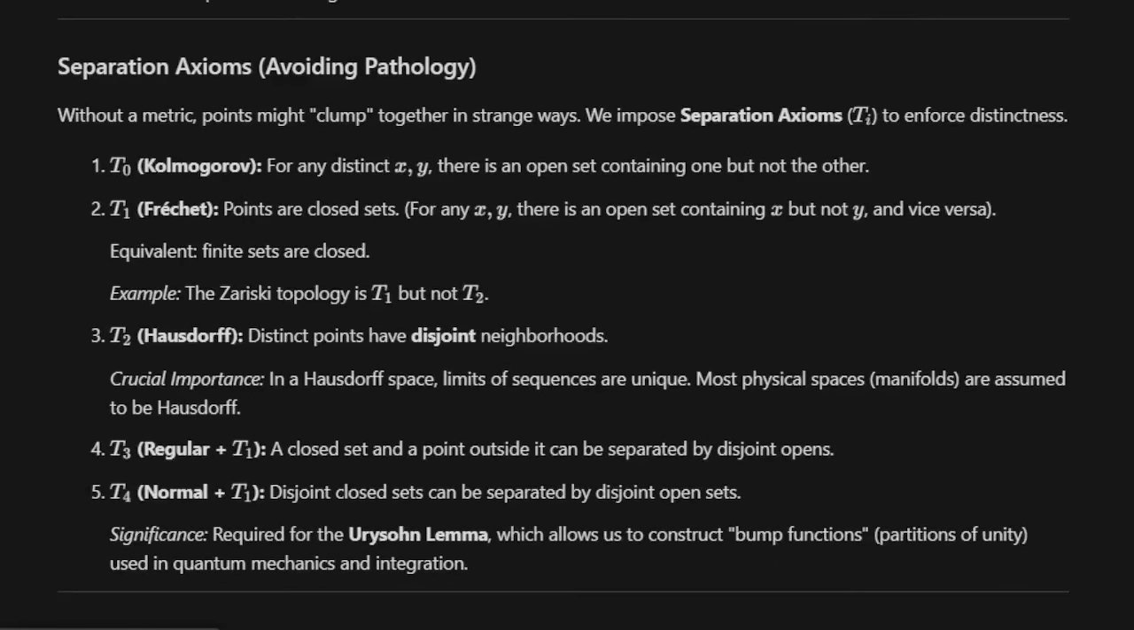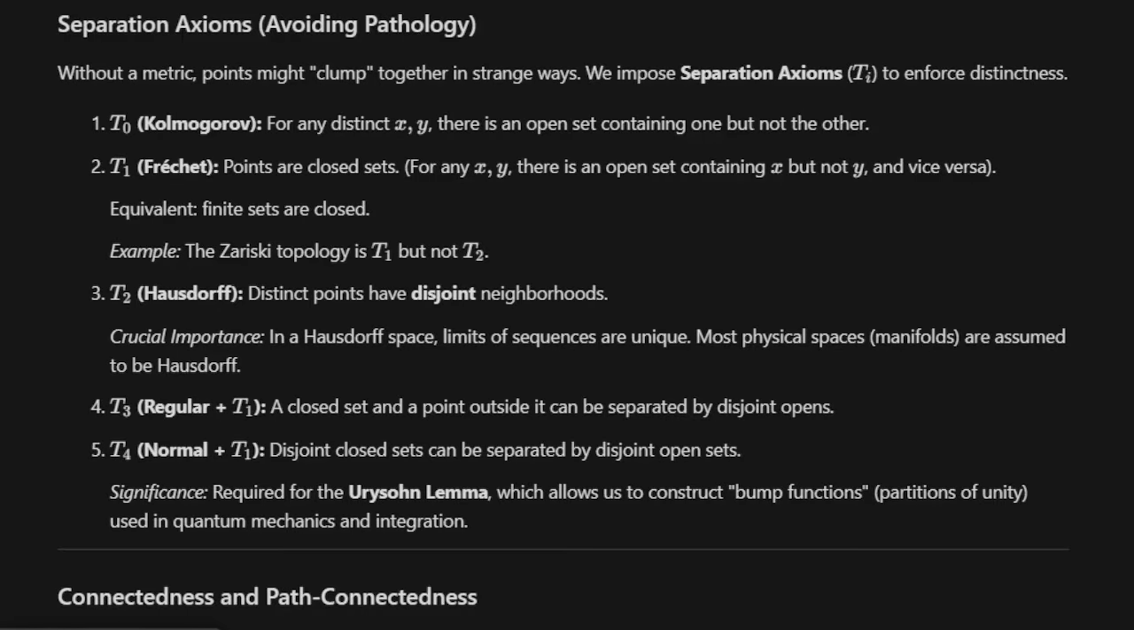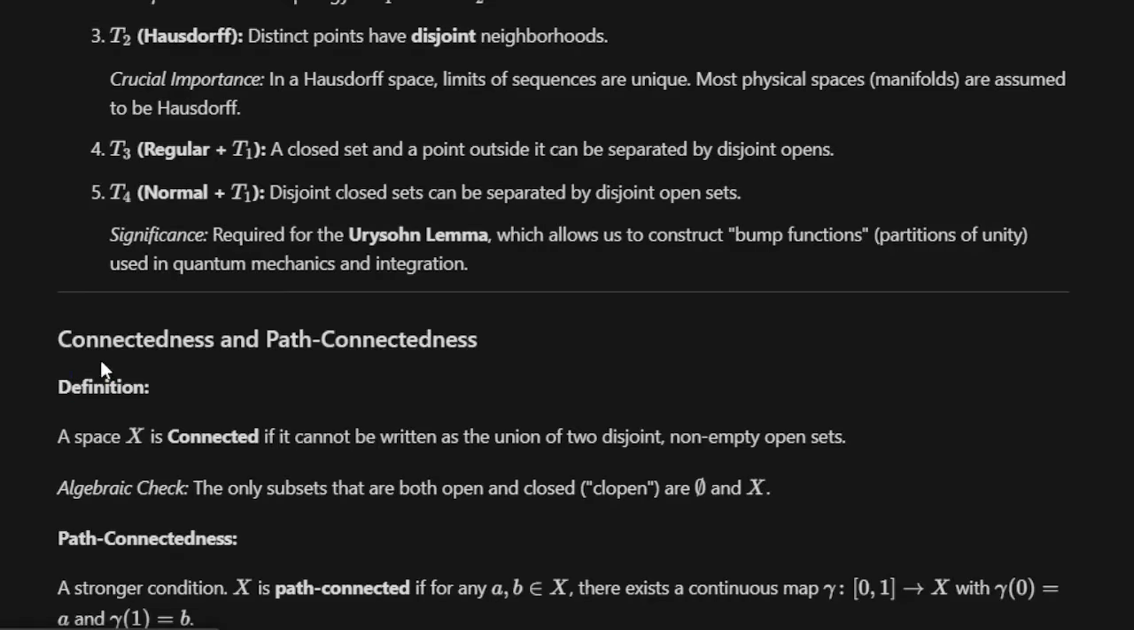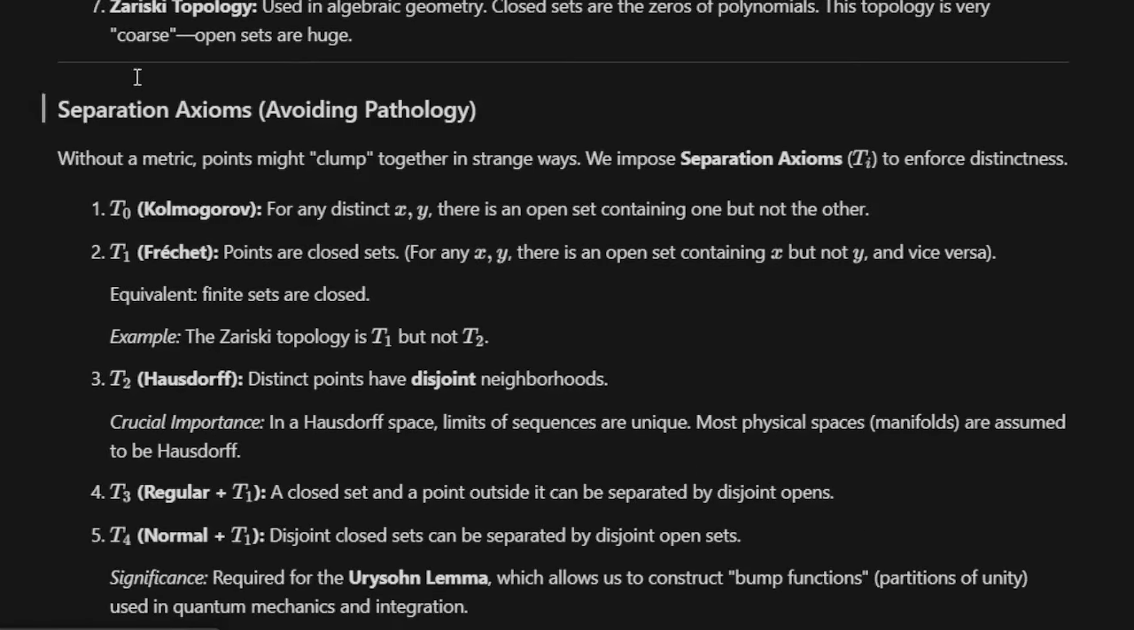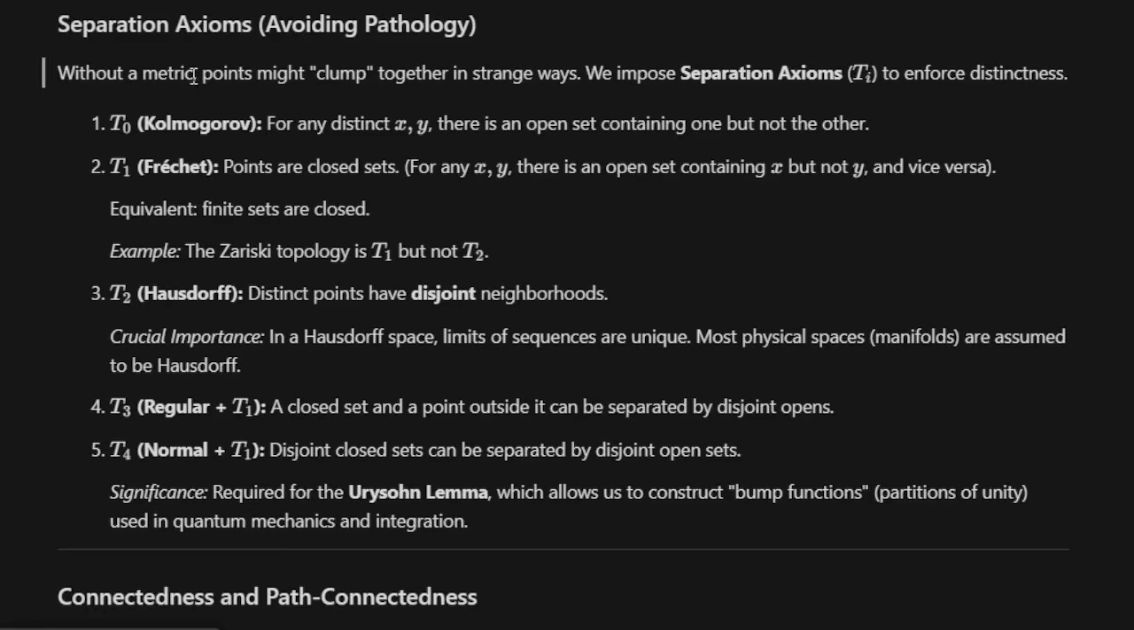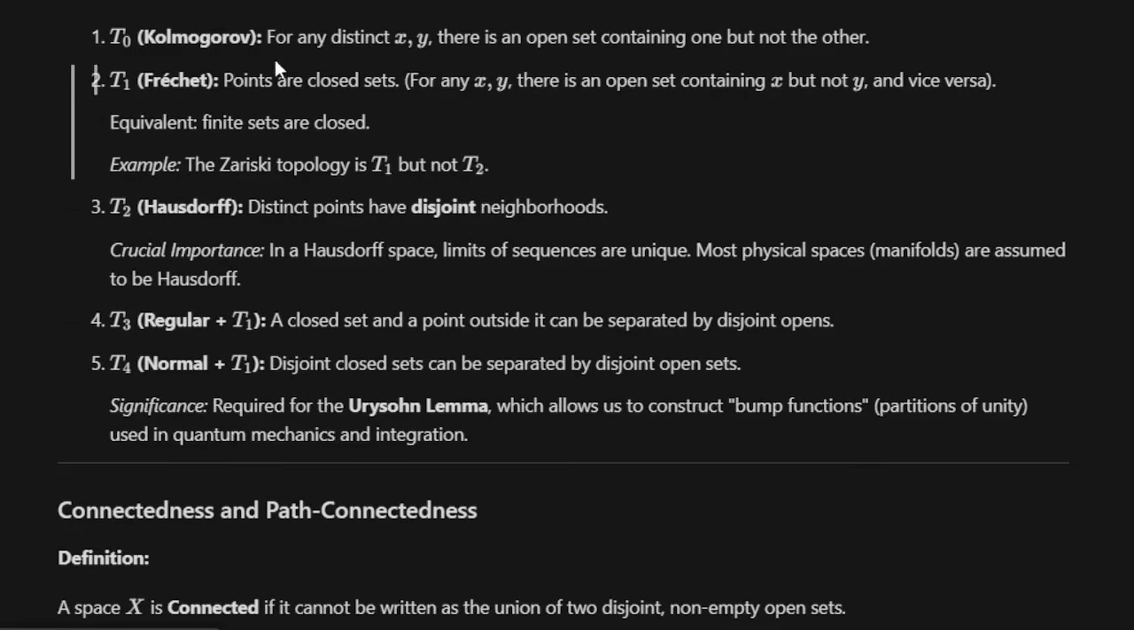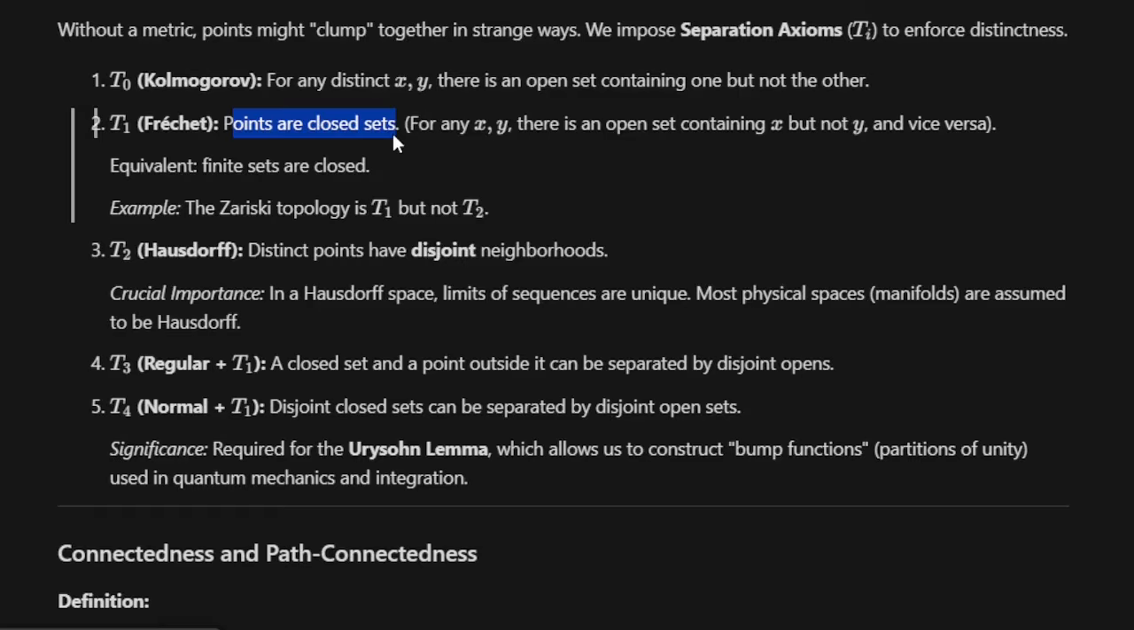Okay, so let's look at the separation axioms. And I do define connectedness again. Without a metric, weird points can clump together in really weird ways. You can impose these things called separation axioms to enforce distinctness. There's the Kolmogorov separation axiom, which says that for any distinct x and y, there's an open set containing one but not the other. The Frechet axiom is that points are closed sets. And then finite sets are also closed, so that's kind of an implication here.